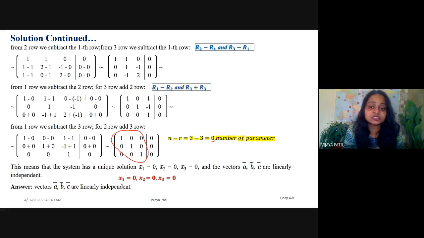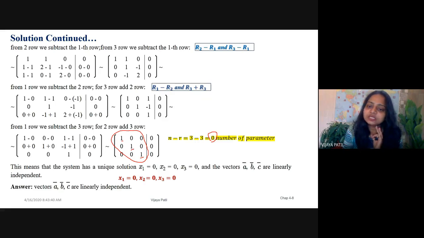What is the meaning of this 0? That means I need not choose a parameter. That means I need not assume anything. What do you mean by that? I have three unknowns, x1, x2, and x3, and I have three equations. My first equation says that x1 is equal to 0. The second equation says that x2 is equal to 0. The third one says that x3 is equal to 0. That means I directly get the values of x1, x2, and x3. All of them are equal to 0, right?